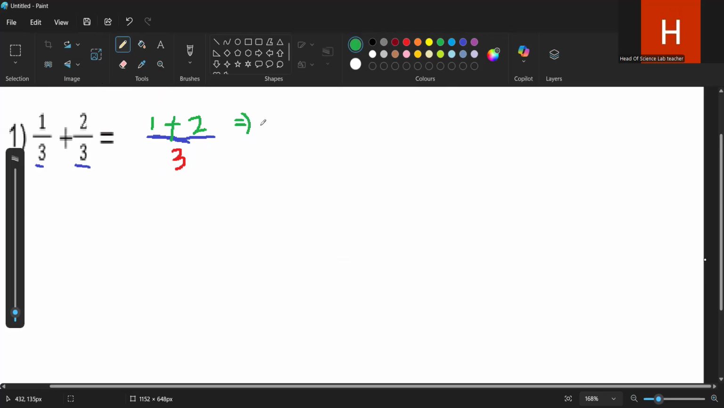These are called the numerators. After you've made sure that the denominators are the same and you put the same denominator, you add the numerators. So you do 1 plus 2, which is 3. Put a dashed line, and then you keep the denominator the same.